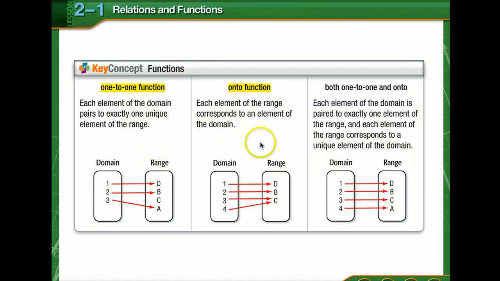Now it's onto, and this is where we work backwards. We're going to start with the range, and each element of the range corresponds to an element of the domain. Now if it's both one-to-one and onto, notice that each domain has one range. Everyone's unique, straight across. That's the difference. So if you need to take a moment and pause the video and study that concept, go right ahead.